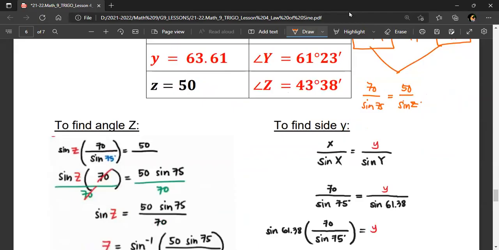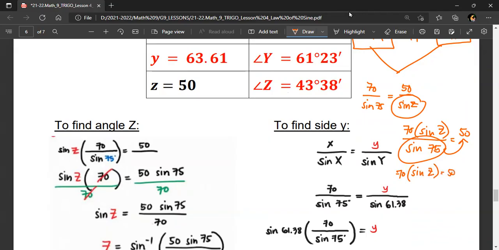Thus, in this manner, our angle is missing. If our angle is missing, we will come up with a formula transformation. Now, if we multiply sine Z by 70, it becomes 70 times sine Z divided by sine 75 equals sine 50. Sine 75 will be multiplied with 50. Therefore, 70 times sine Z is equal to 50 times sine 75.